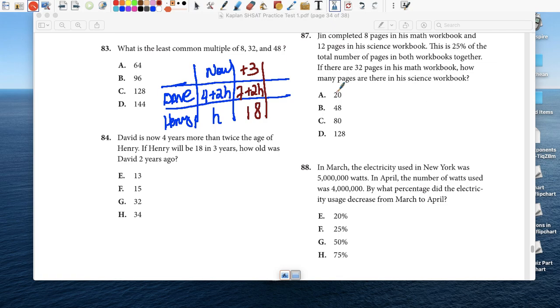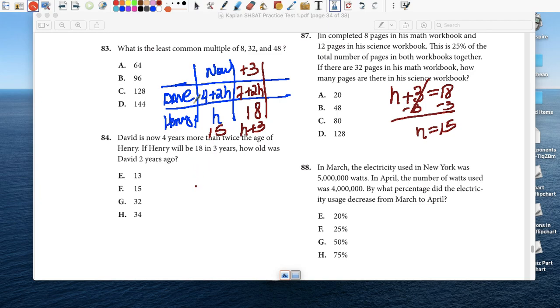Let's see if I do this right. So Dave, h plus 3 is 18. So in 3 years, Henry, right, it's going to be 18. So we can set up an equation on that and find Henry's age today. So h, his current age, plus 3 gives him 18. So that means if I do minus 3, I get that Henry today is 15. So I can go back over here and write that he's 15.